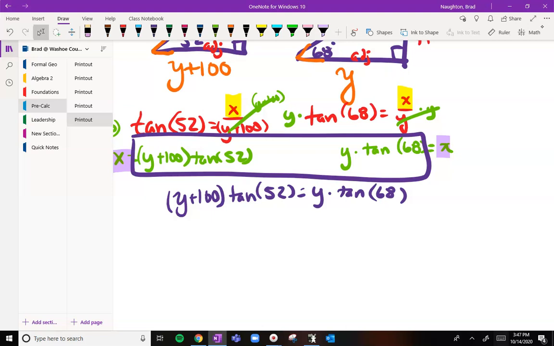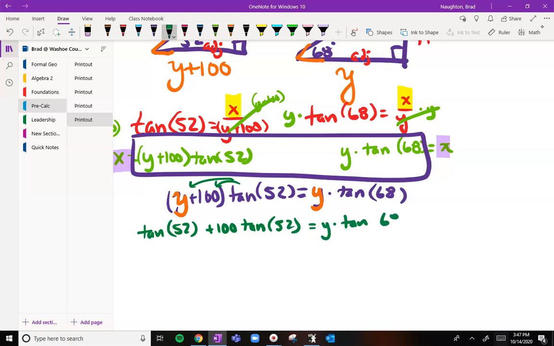Now, eventually what I'm going to need to do is get all my y's on one side because currently they are separated, and that's not going to work for me. So what I'm going to do is distribute this tangent. So I get y tan 52 plus 100 tan 52 is equal to y times the tangent of 68. Now, that 100 tan 52 is just a number. It's a constant. Oh, forgot my y in that first place. Let's fix that.